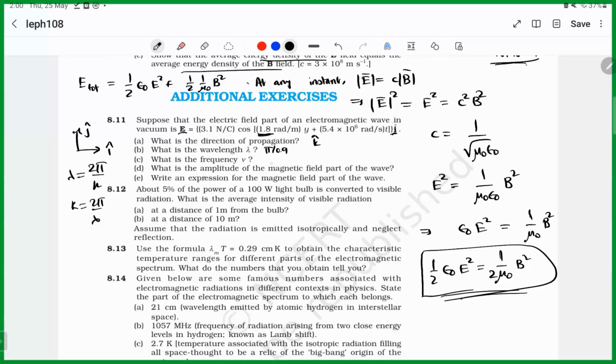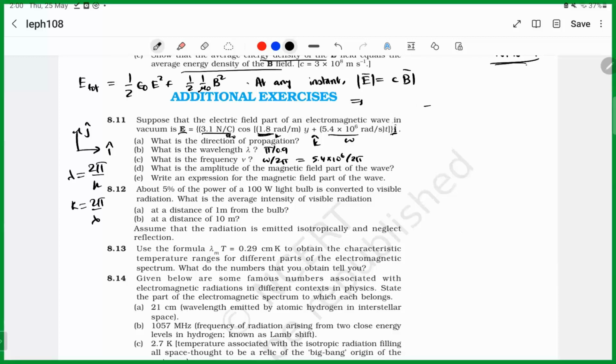What is the frequency, nu? Nu is simply omega by 2 pi, which is 5.4 into 10 to the power 6 by 2 pi. Because it's omega. Amplitude of magnetic field is simply E naught by C. E naught is given as 3.1, so divided by 3 into 10 to the power 8, it's the amplitude of the magnetic field. Right? Then write an expression for the magnetic part of the wave. This is simply B naught. We found out that B naught is 3.1 by 3 into 10 to the power minus 8. Right, Tesla. This is the answer.